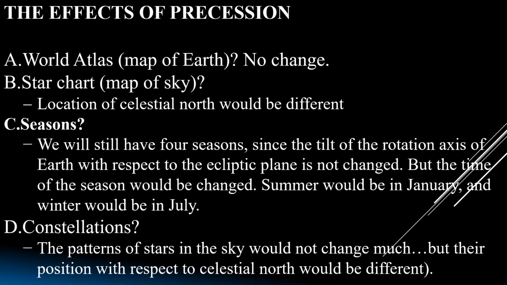So as far as effects for precession, the world atlas, the map of the Earth, will not change. The stars in the sky won't really change because we're still going around the sun. The only difference would be the location of our North Star. Polaris will no longer be our North Star, and so the celestial north will be different. We'll still have all 4 seasons. The tilt of the rotational axis is not going to change, but the timing of the seasons would be changed. Summer would be in January and winter would be in July.